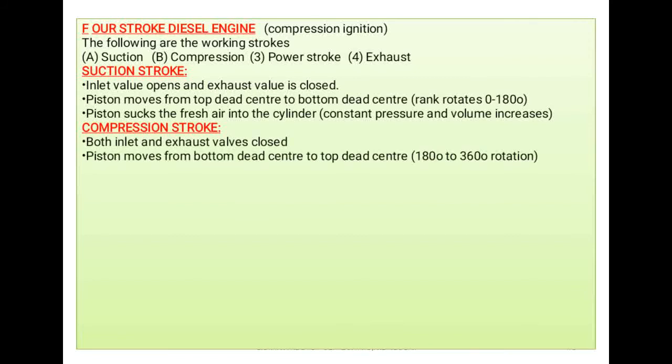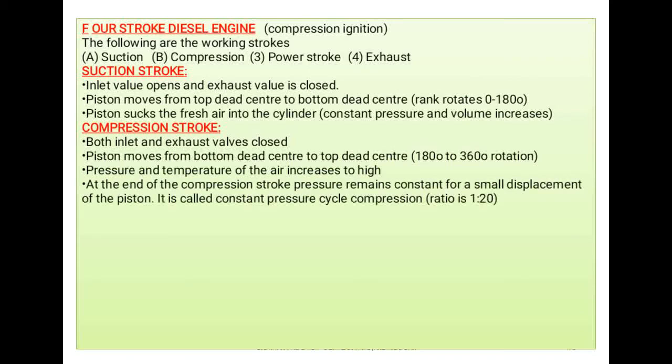The piston moves from bottom dead center to top dead center, BDC to TDC. Again the crank makes 180 degree rotation, from 180 to 360 degrees, as you can observe in the sketch. Due to compression, the pressure and temperature of the air increase. At the end of the compression stroke, pressure remains constant for a small displacement of the piston. It is called a constant pressure cycle, and the compression ratio is 1:20.